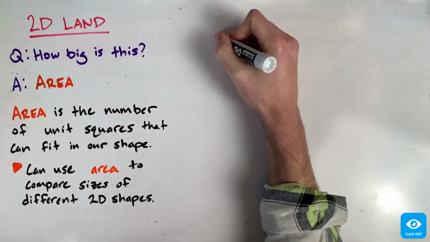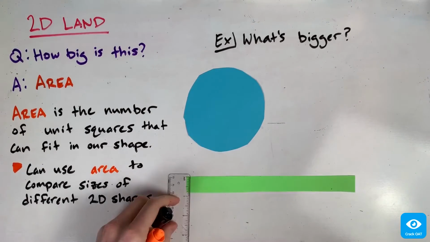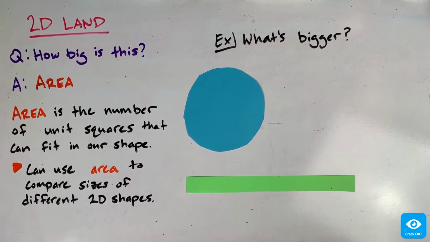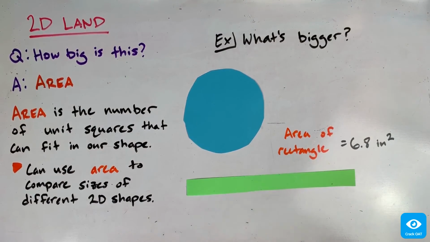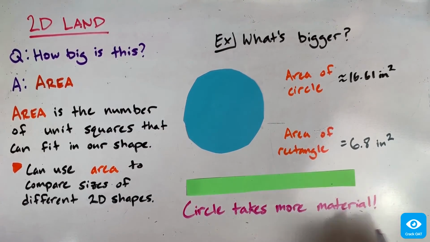For example, what's bigger, this rectangle or this circle? Note the rectangle is longer, but the circle seems bigger overall. And when we compare their areas, we see we're right. The circle has more area. You can think of area as the amount of material a shape takes to make.